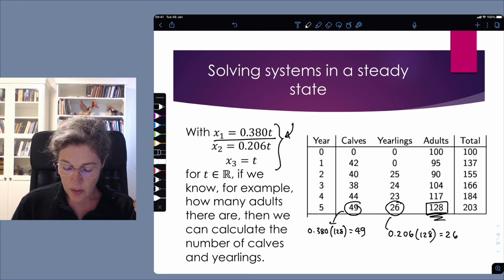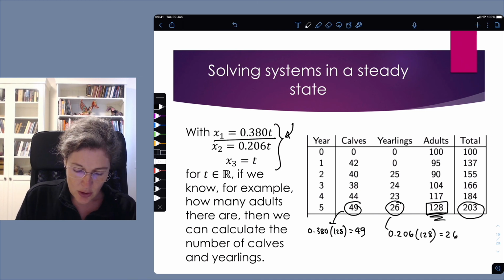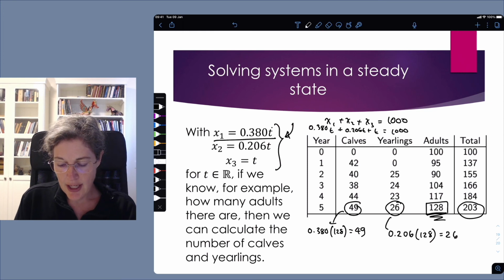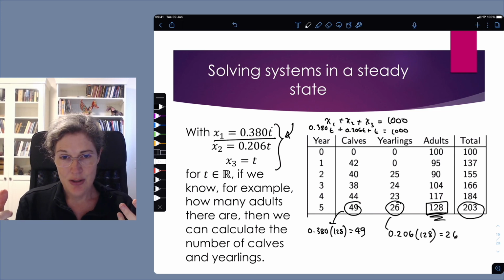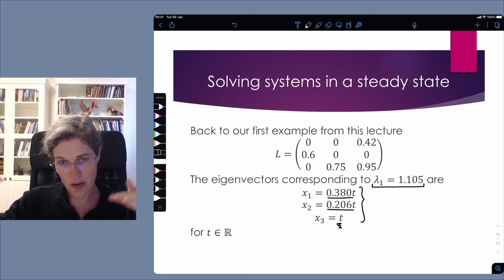For example, if you know that you want to have a total of 1,000 bison and you want it to be in a stable population, then you would know that x1 plus x2 plus x3 needs to be equal to 1,000, but you know that x1 is equal to 0.380t, so this would be 0.380t plus 0.206t plus t must equal 1,000. And you could solve for your t, and that would tell you how you should buy calves, yearlings, and adults to go straight to having a total herd of 1,000 in a stable population distribution. I mean, obviously the following year it would have grown by a factor of 1.105, so it's not going to stay at that, but the distribution of ages will stay the same.